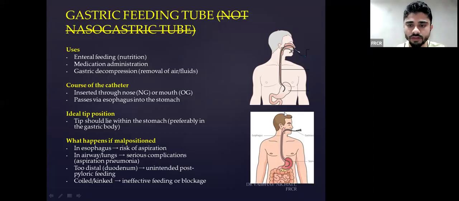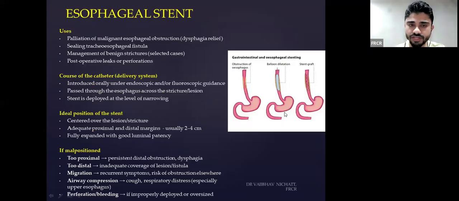Now coming to the second part, esophageal stent. The uses of esophageal stents are basically for palliation of malignant esophageal obstruction, sealing of tracheoesophageal fistulas, and management of benign as well as malignant strictures of the esophagus. Sometimes in cases of esophageal surgeries, it can also be used to prevent post-operative leaks or perforation.